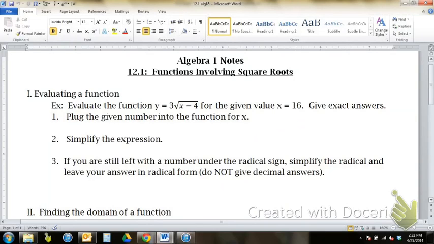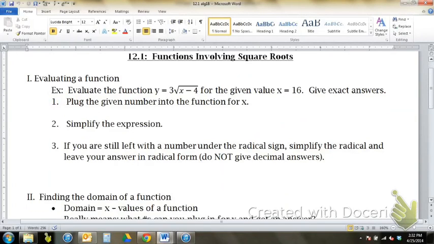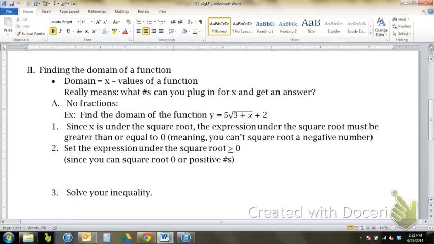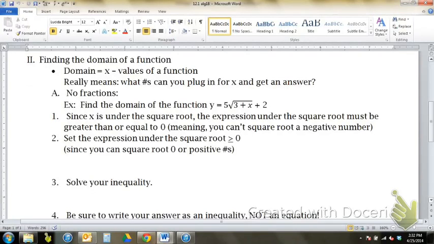The second thing you're going to be asked to do is to find the domain of a function. The domain is your x values. And what this really means is, what numbers can I plug in for x and get an answer? So, you can't have any fractions.